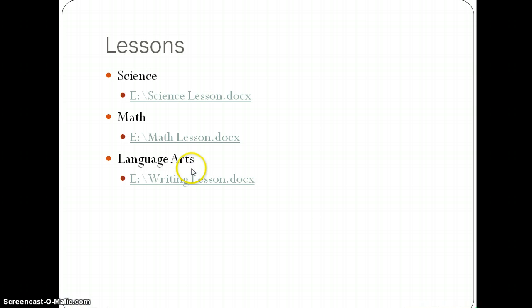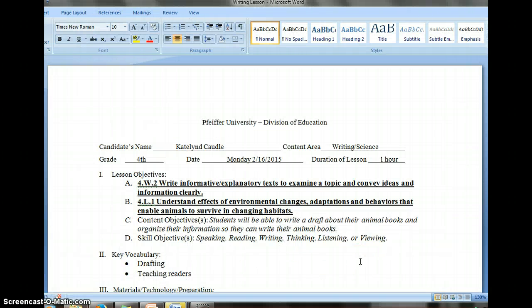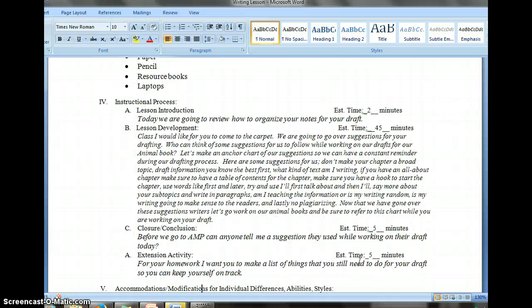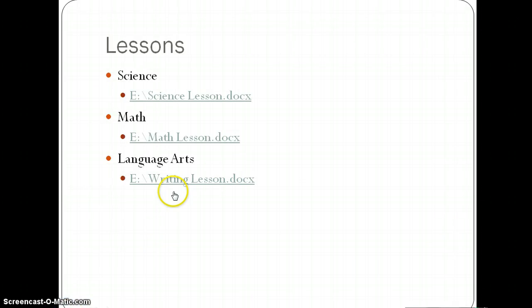And for their writing lesson, the students were having a really hard time keeping their notes organized and making them into a draft. So we really focused on that with them. We made anchor charts with suggestions for their drafts and how to keep their notes organized. This really helped my students stay on track a lot more, because they can get sidetracked easily. But having this anchor chart and going over it with them really helped them stay on track and keep up with their notes.